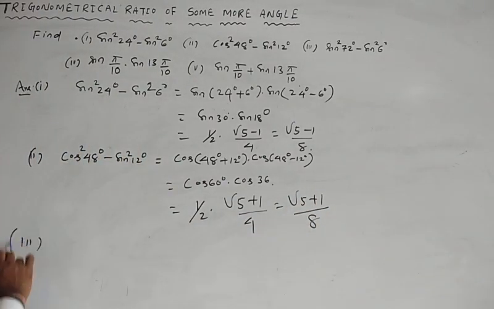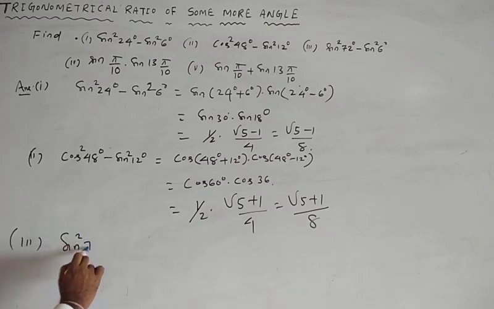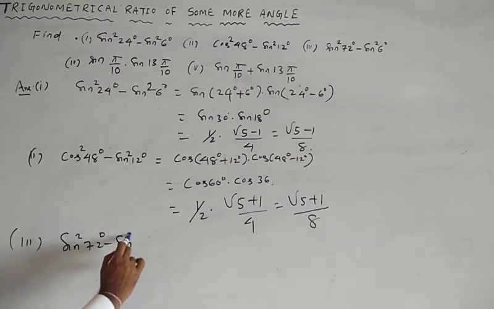And the third one is sin square 72 degree minus sin square 6 degree.